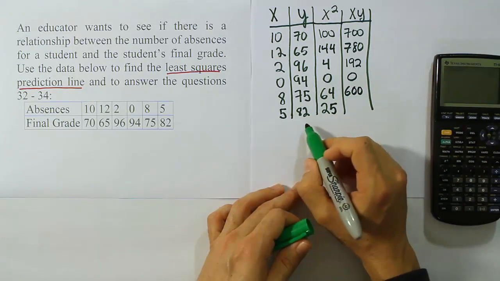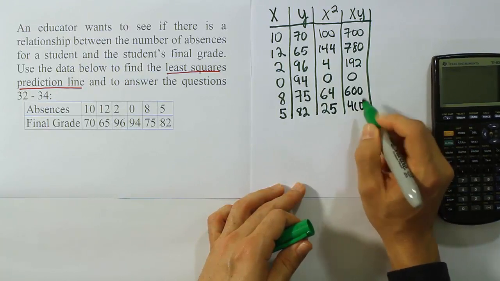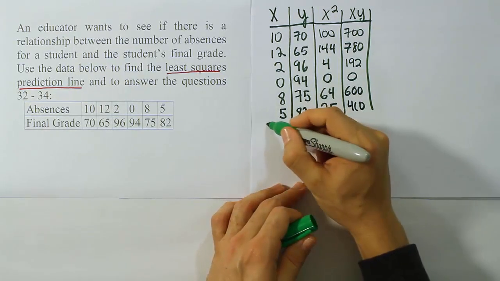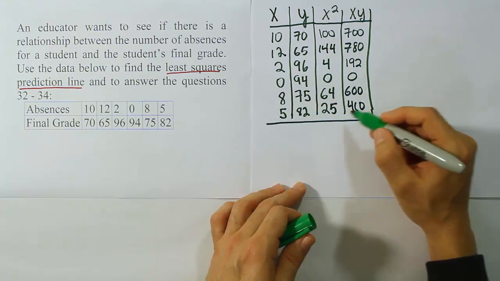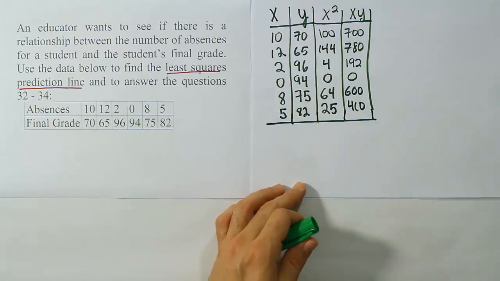And then 5 times 82 should be 410, right? 410. Okay, so there are our values. The next step of the process after filling in those columns is to actually total all these columns. So add up all these numbers and get your solution.